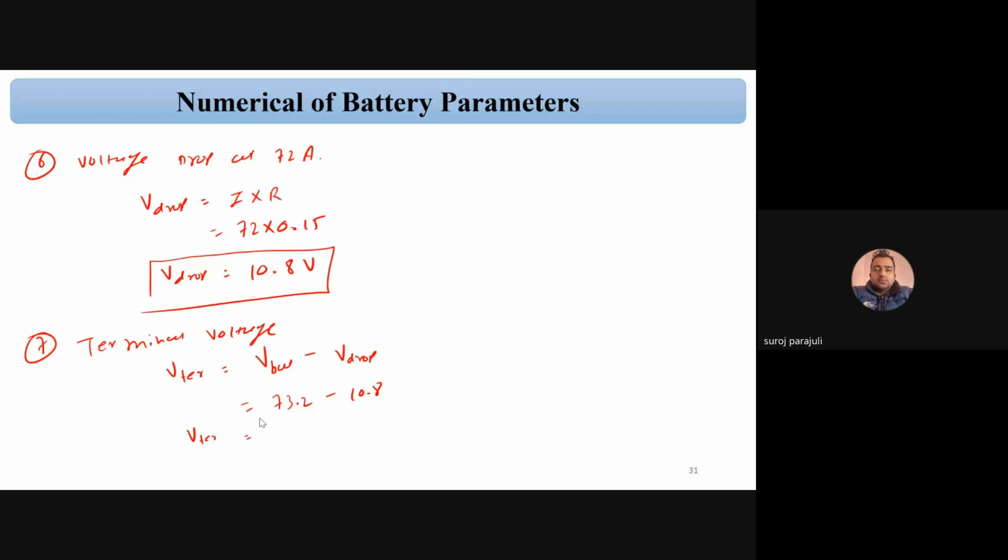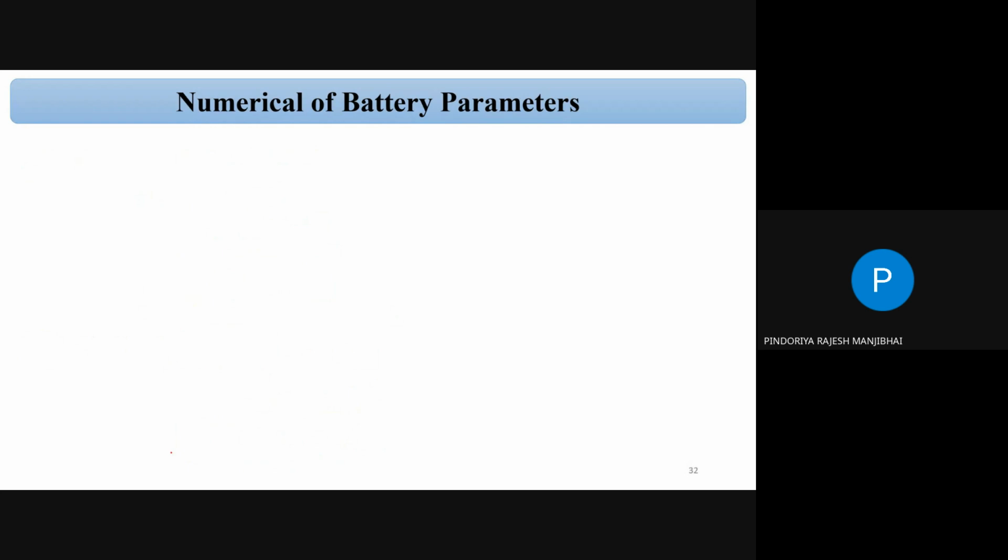Okay. So terminal voltage is 73.2 minus 10.8, so we will get 62.4 volt. So this is your terminal voltage. Last question: safe discharge current peak. Is it safe to discharge the battery at the peak current? We have to write the comments. Just one minute.